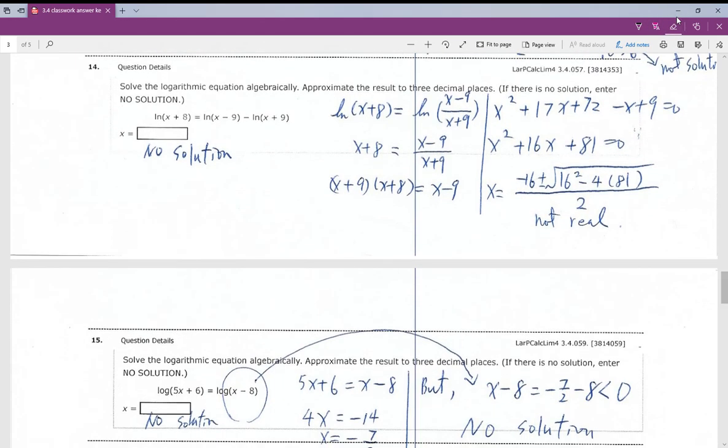Number 14. When you have subtraction here, you change it to division. Some students probably try to move this one to the left-hand side to become subtraction. It's too complicated this way. When you have the same log function, it means, by the one-to-one property.